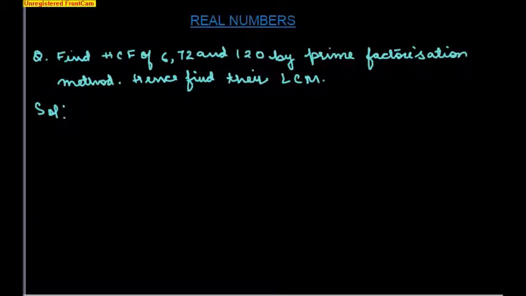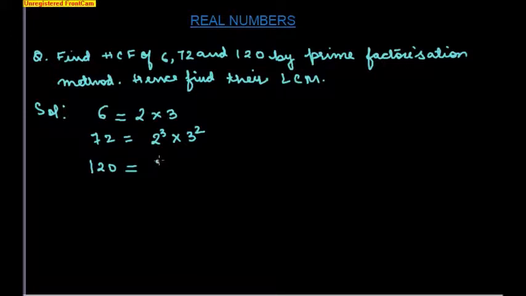Now let us see how to find the HCF and LCM when three numbers are involved. We have the question: find the HCF of 6, 72 and 120 by the prime factorization method. Hence find their LCM. The first step is to find the prime factors of the given numbers. The prime factors of 6 are 2 into 3. The prime factors of 72 are 2 cube into 3 square. The prime factors of 120 are 2 cube into 3 into 5.